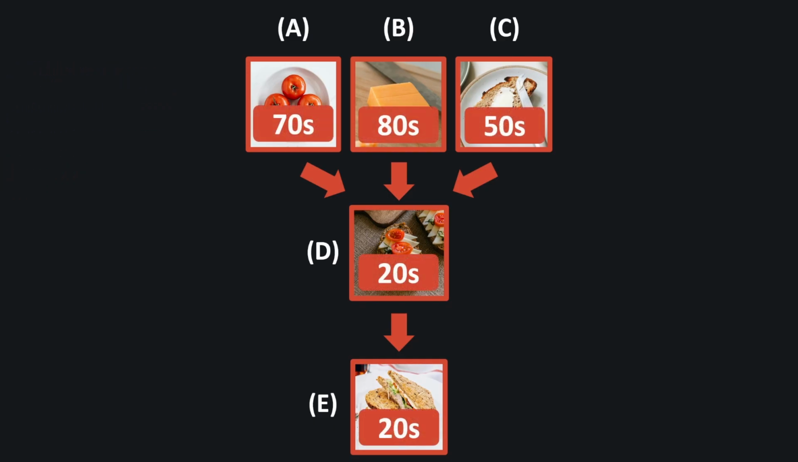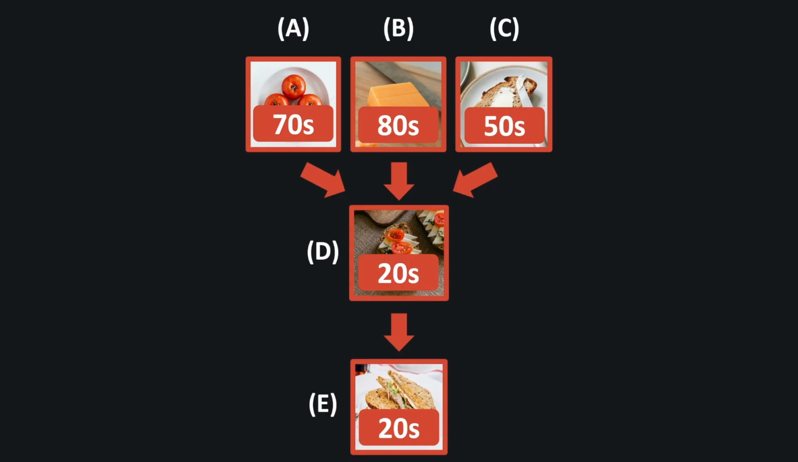a single chef. In order to be able to do this comparison effectively, we need to assign some numbers to each task, and we'll make the assumption that all of our chefs are equally skilled and can complete each task as fast as the others. So in our example, we'll take 70 seconds to cut the tomatoes, 80 seconds for the cheese, 50 seconds for the bread, and 20 seconds each for assembly and serving.